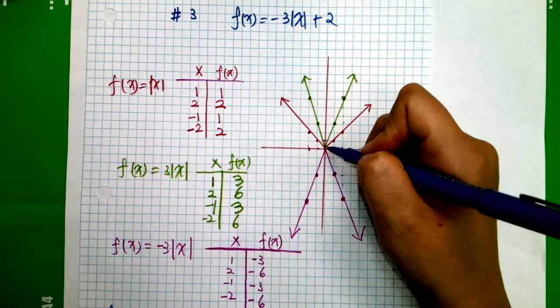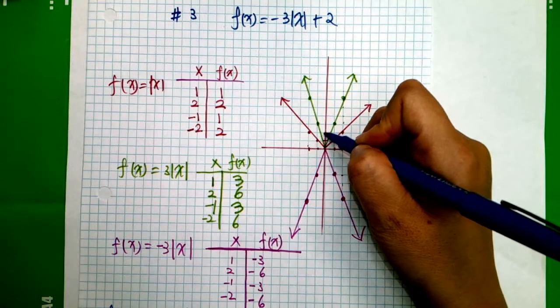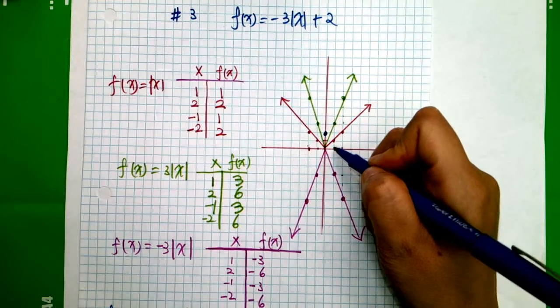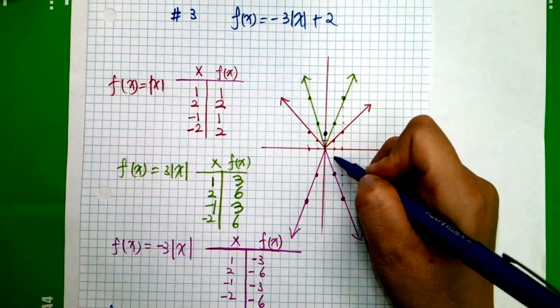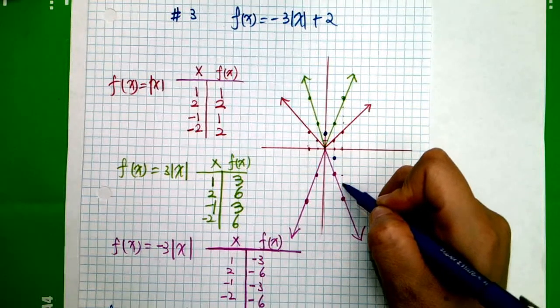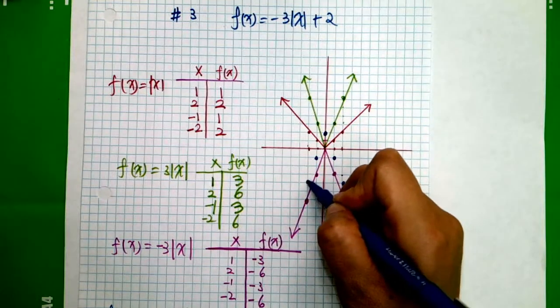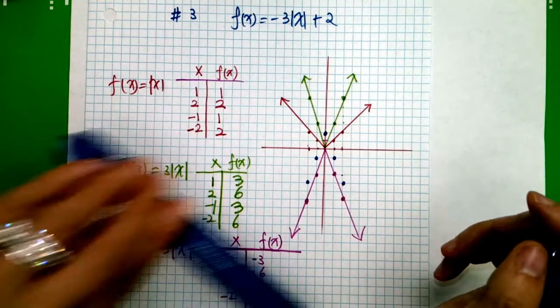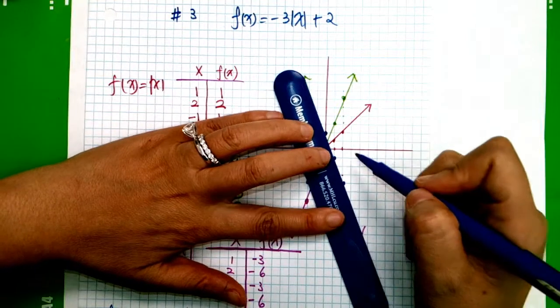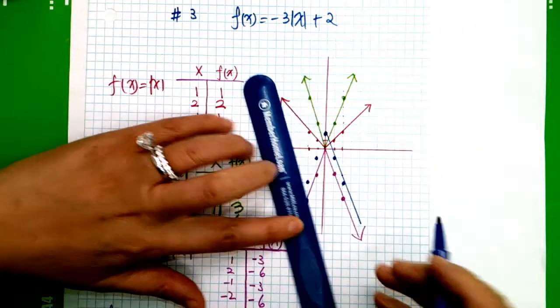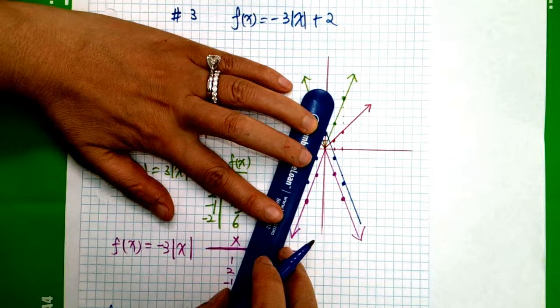So this is 0, 0 becomes 0, 2. Okay, this point moves 2 units up. This is also moved 2 units up. 1, 2, 1, 2. When you connect your functions, the final product, which is the blue one, will look like this.